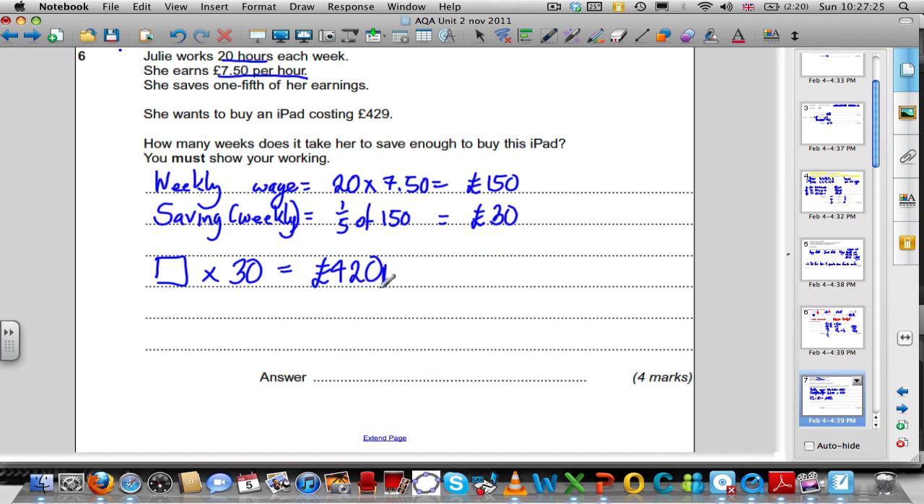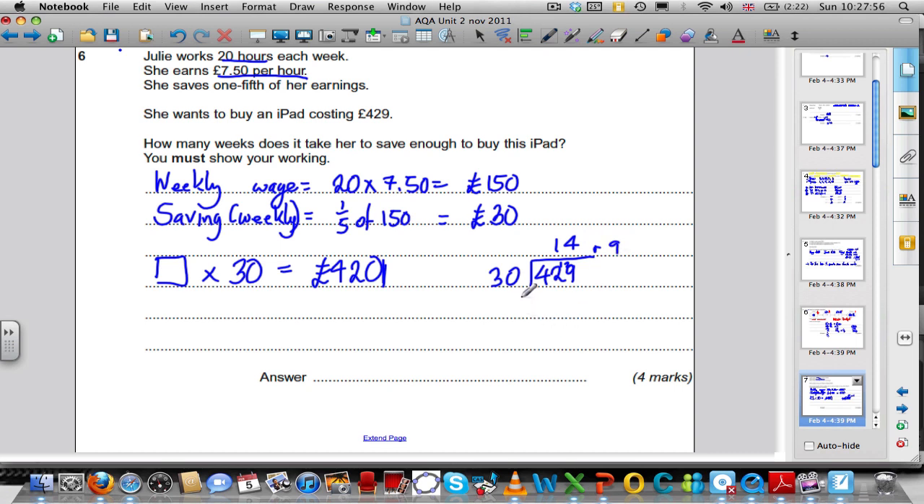£429, okay, you could try and do division. You could try and do 429 divided by 30 and see how many times it goes in. 30 doesn't go into 4, goes into 42 one time, left over 12. How many times does 30 go into 129? Well, it goes into that 4 times and remainder 9.